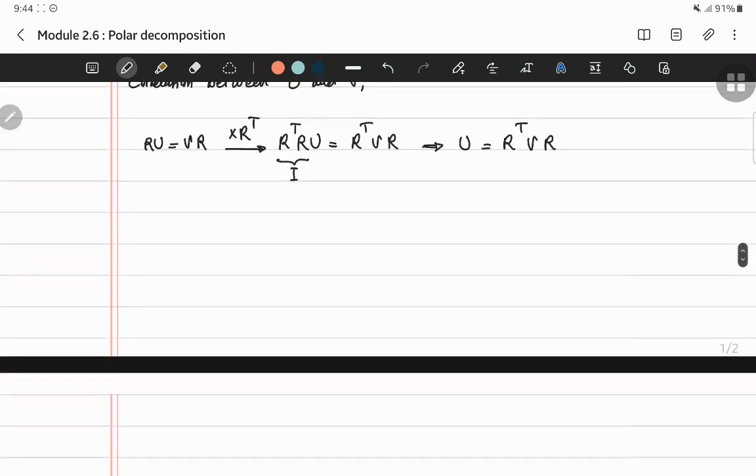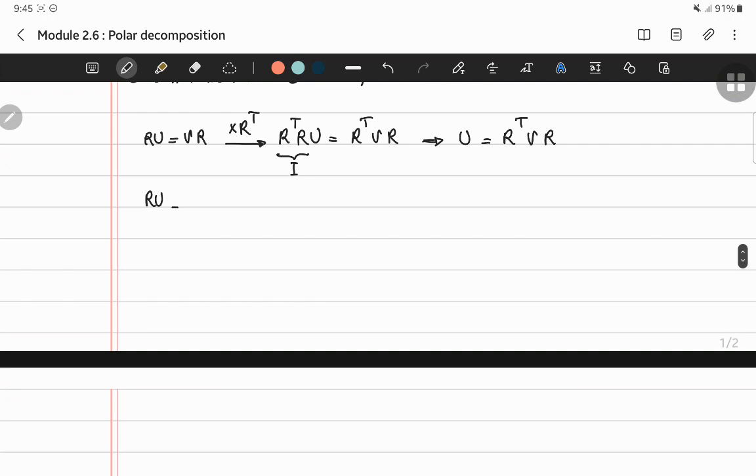You can do the same in here. So you have RU is equal to VR. So here you maybe write it like this. Multiplying each side by R transpose, you have VR R transpose is equal to RU R transpose. This becomes I, and then we have V is equal to RU R transpose.